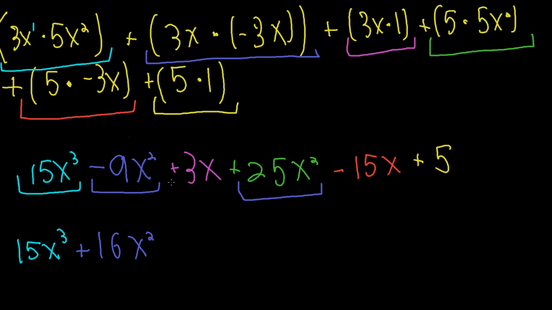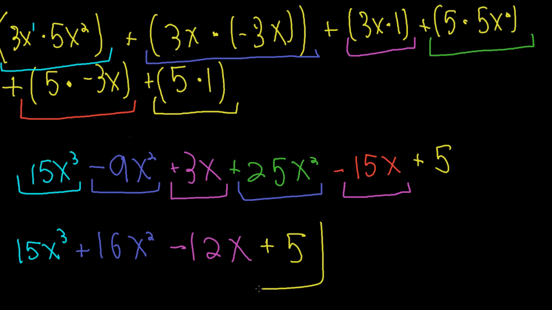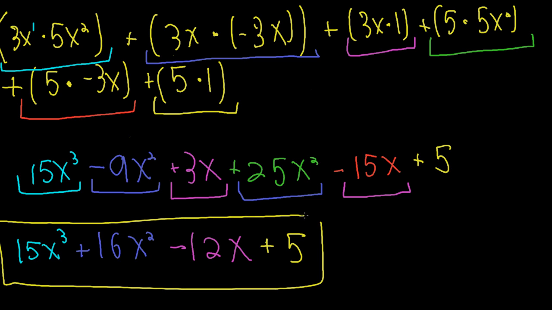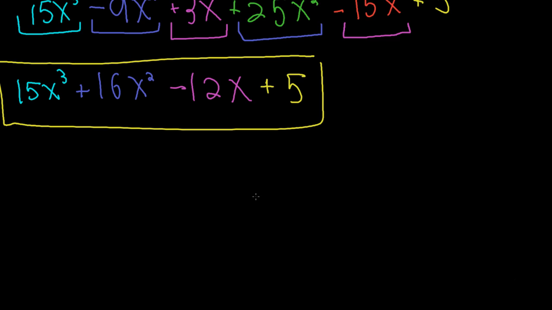Next thing I'm going to look at is my terms with just x, so I have 3x minus 15x, so that will get me, sorry I dazed out a little bit, negative 12x. Finally, I have my leftover plus 5. So this is my final answer.